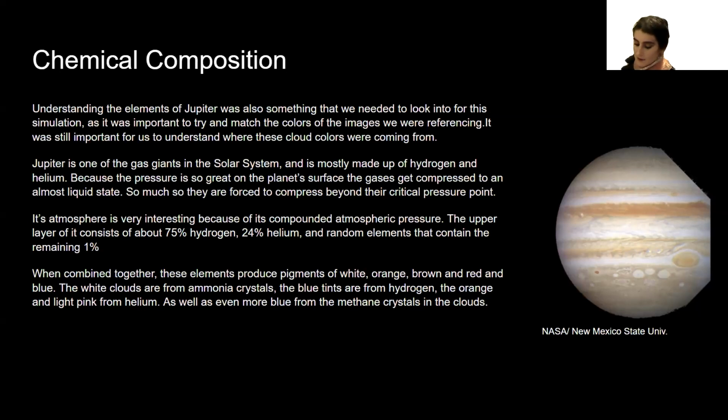When combined together, these elements produce pigments of white, orange, brown, red and blue. The white clouds are from ammonia crystals, the blue tints are from hydrogen, the orange and light pink are from helium, as well as even more blue from the methane crystals in the clouds. Also, an important footnote in the color of Jupiter: because the elements in its atmosphere are ionized, as we discussed from metallic hydrogen, the frequency of the color in it might change. Which is why if you look at any of the more recent pictures of Jupiter, they vary in color a lot.